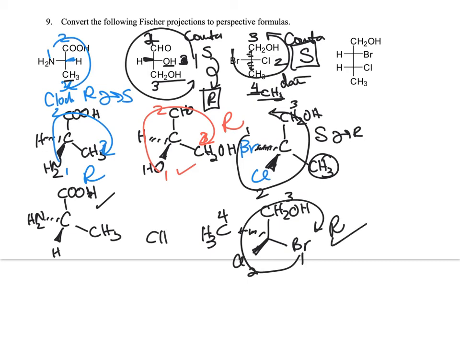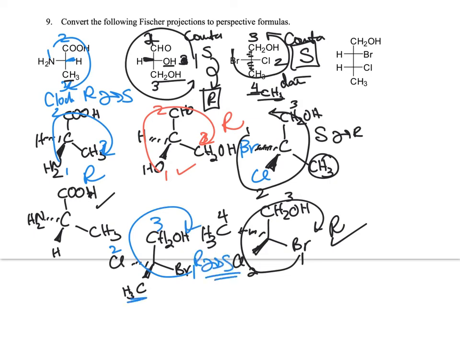So let's do this again. CH2OH, bromine. Let's do the CH3 and the chlorine going back. Now you got 1, 2, 3. That is R, but the methyl is coming at you, so that would be switched, so that would be S. All right, so that would be your compound right there.